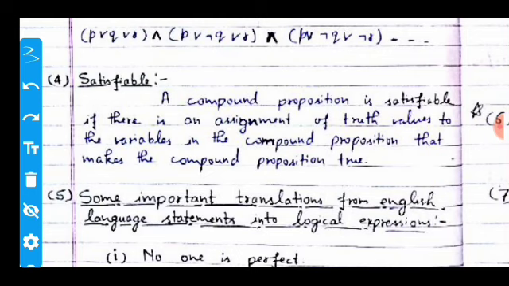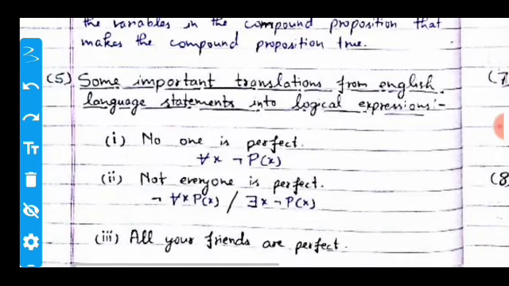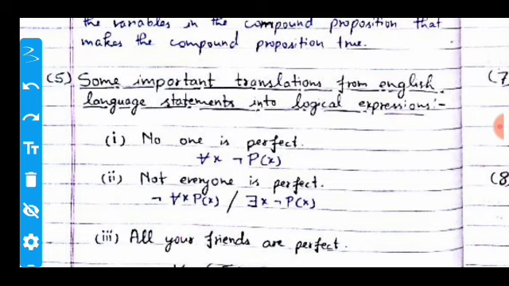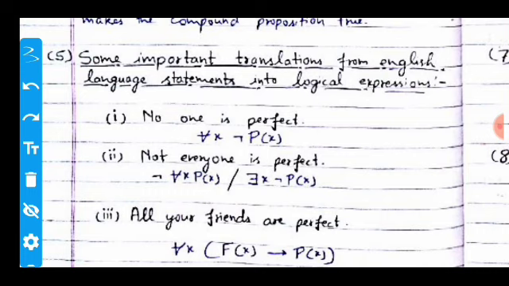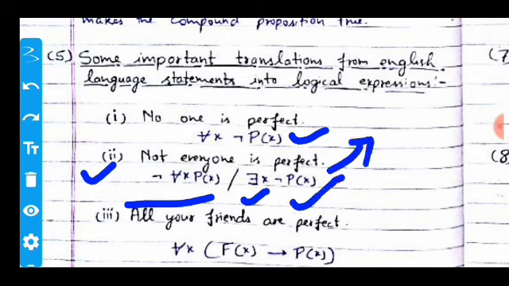Propositional logic. Now move on to some important translations from English language statements into logical expressions. The first one is: no one is perfect. It is represented as for all x, not P of x. The second one is: not everyone is perfect. It is represented in two ways. The first is not for all x P of x, and the second is there exists x not P of x, where P of x represents that someone is perfect.